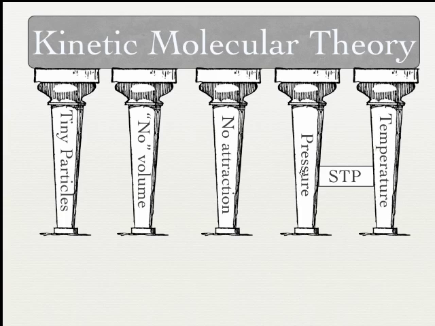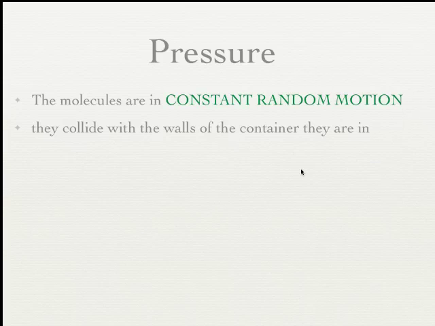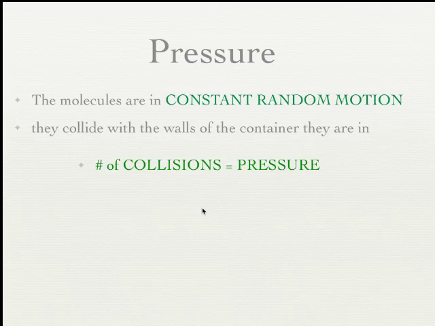The big ones we have to worry about are pressure and temperature. Pressure is my personal favorite. The thing about gases is they're always moving. They're in constant random motion. And what is pressure? Pressure has to do with how they collide. More collisions essentially means more pressure, and fewer collisions means less pressure.